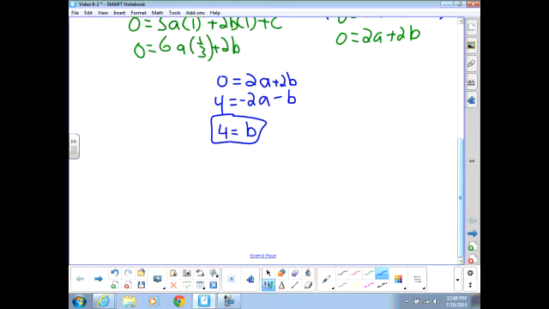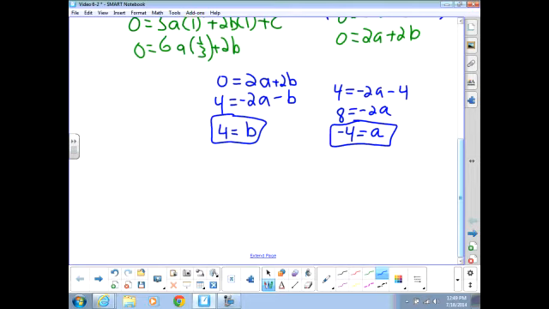Now, just like when you do regular elimination, we'll put that 4 in place of b in one of our 2 blue equations here to find a. So maybe in the second one, we'll have 4 equals negative 2a minus 4, because we're replacing the b with 4. Add the 4 over, and we'll have 8 equals negative 2a. Divide by negative 2, and you get that a is equal to negative 4.